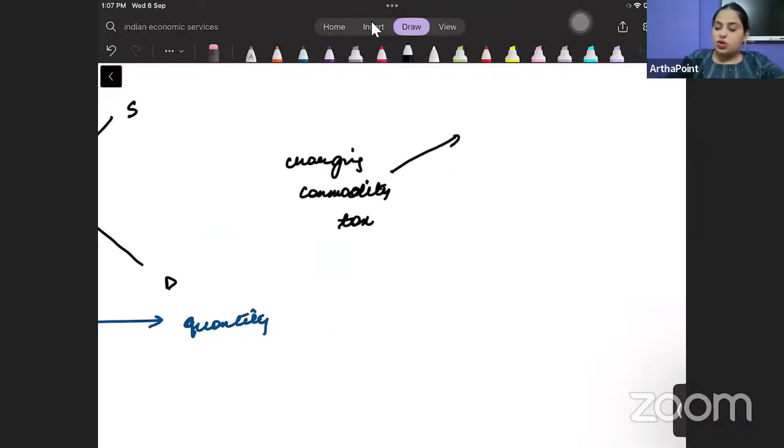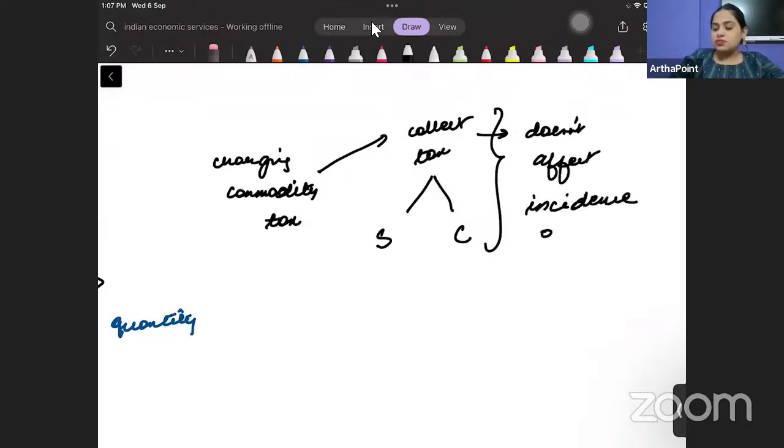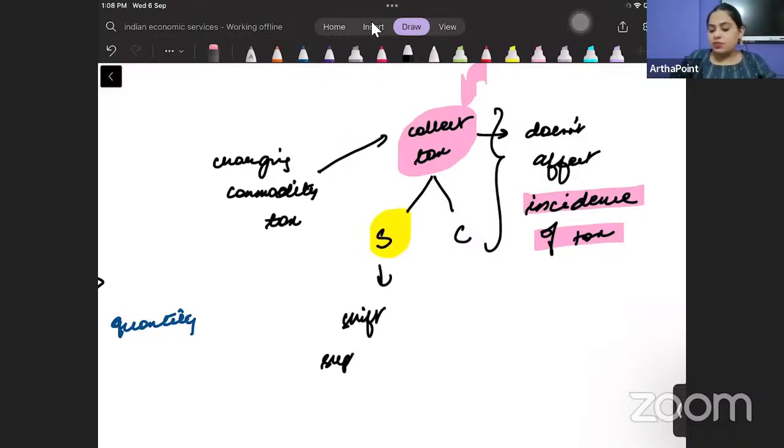एक बात समझने वाली है, you can collect tax from supplier or consumer. This does not affect incidence of tax. Incidence of tax is what? How tax is distributed between two people, between supplier and consumer. Supplier can pay tax to the government or consumer can pay the entire tax to the government, but the distribution of tax between the two will not be affected by the fact of who is paying tax to the government. Now, whenever the government is collecting tax from the supplier, you will shift the supply curve. And whenever the government is collecting tax from the consumer, you will shift the demand curve.